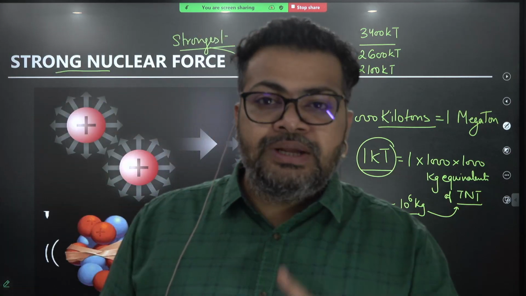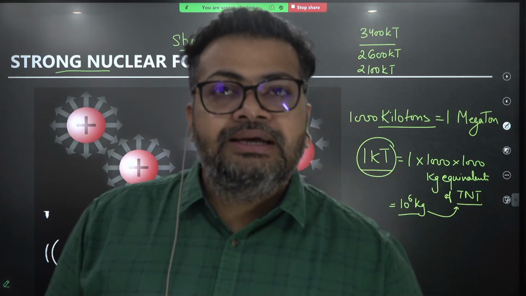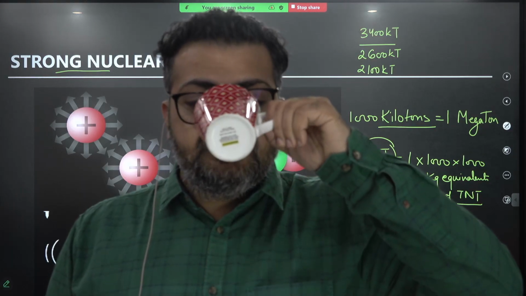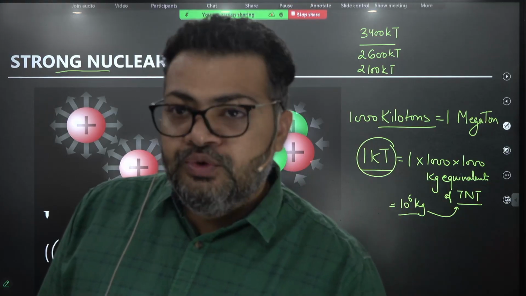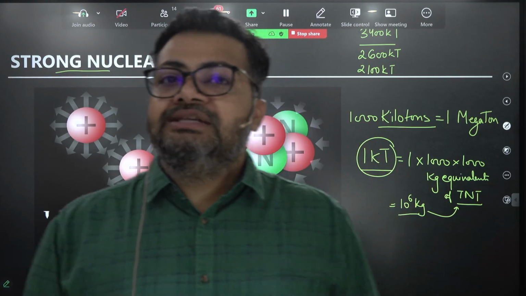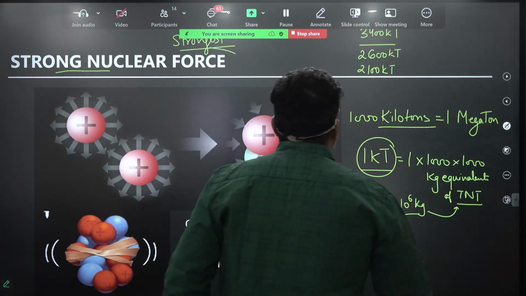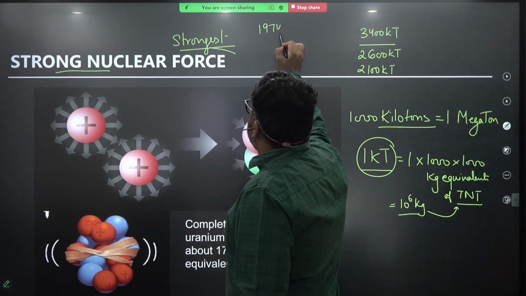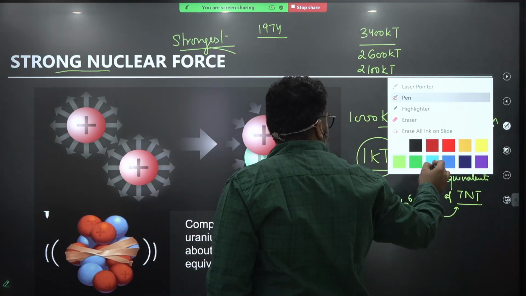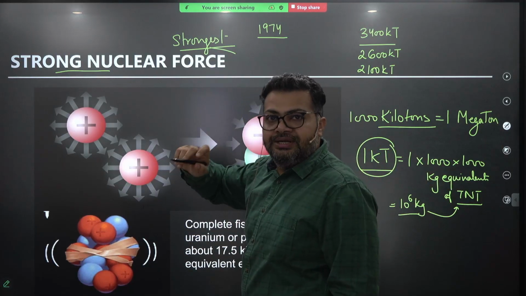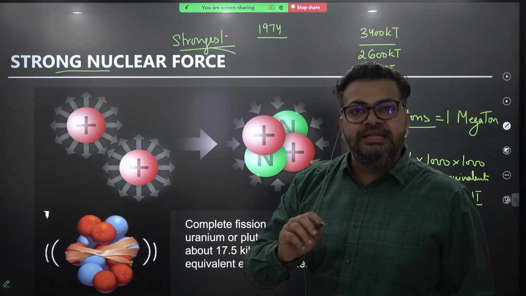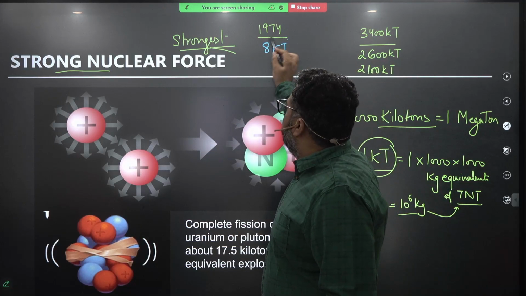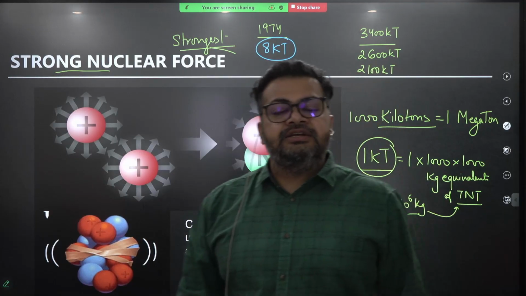And can you tell me which place? What is the name of the site that India eventually called the nuclear testing site of India? Yes, it is Pokhran, Rajasthan. Pokhran is in Jaisalmer district of Rajasthan, right? So in 1974, India conducted its first nuclear test. And do you know how much energy we released in the first nuclear test? We released 8 kT.